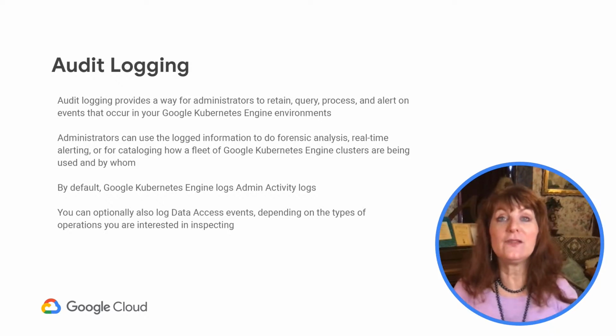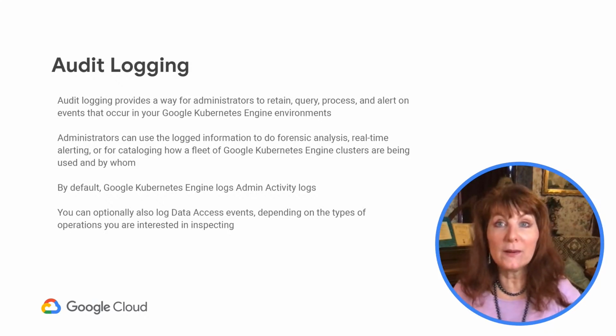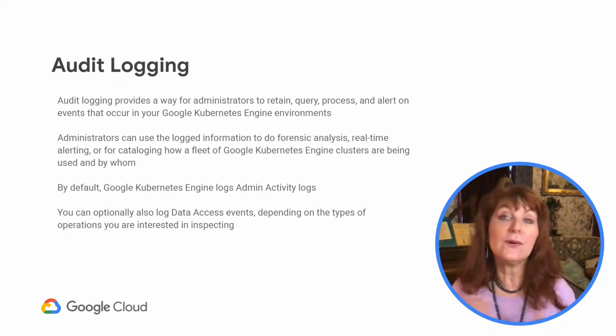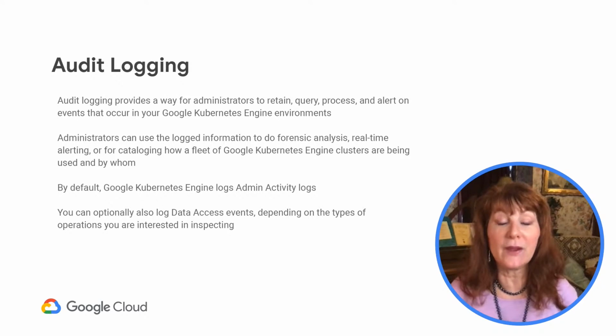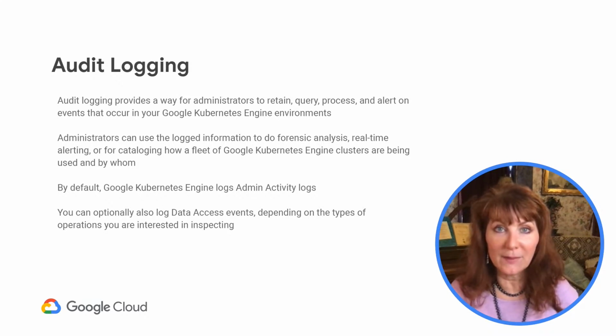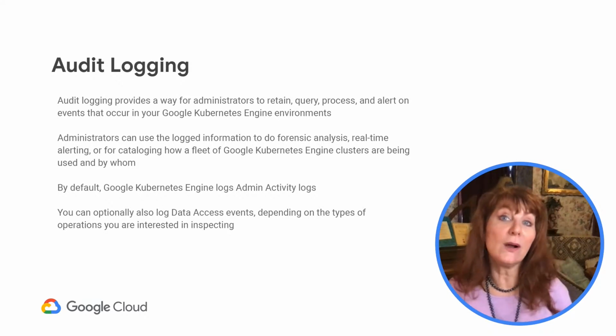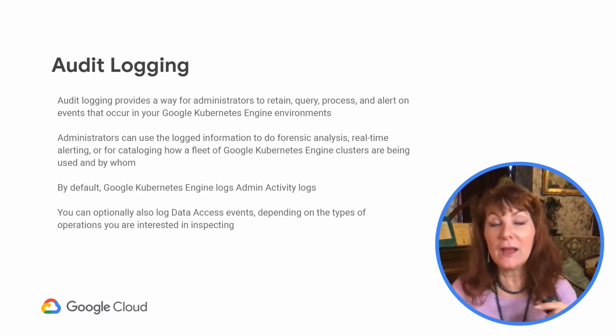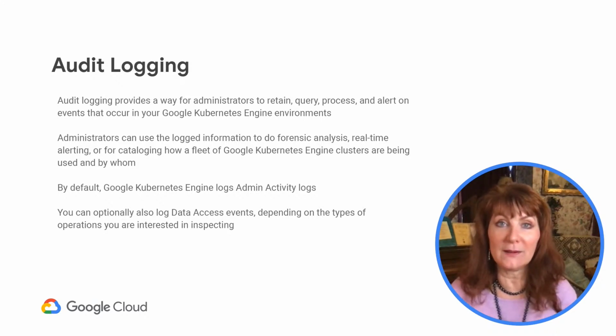Audit logging provides a way for administrators to query, process, and retain alerts on events that occur in your Google Kubernetes Engine environment. Administrators can use the log information to do forensic analysis, real-time alerting, or possibly just for cataloging how a fleet of Kubernetes Engine clusters are being used and by whom. Now, by default, Google Kubernetes Engine logs all administrative activities. And you can optionally also log data access events, depending on the type of operations you want to investigate.